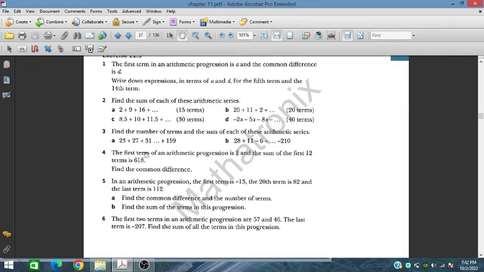the first term of an arithmetic progression is 2, and the sum of the first 12 terms is 618. The first term a is given as 2, and the sum of the first 12 terms is 618. Find the common difference. We have to find the value of d.